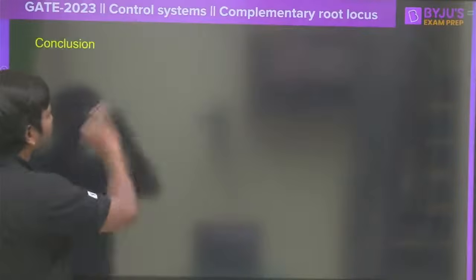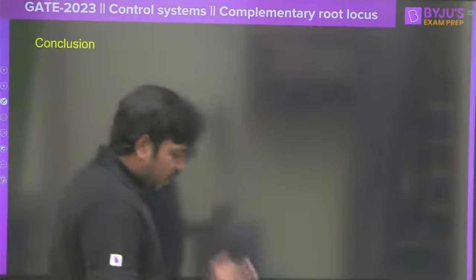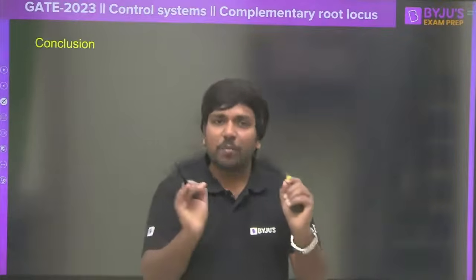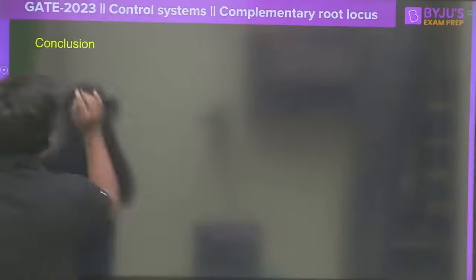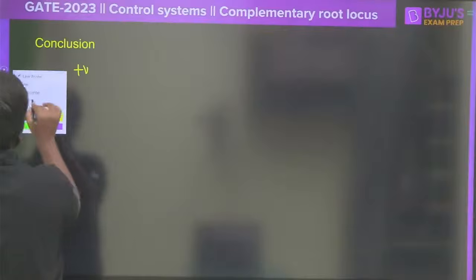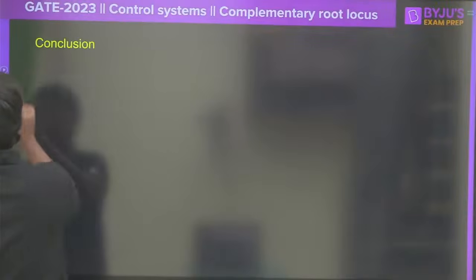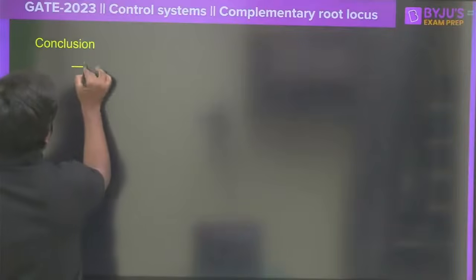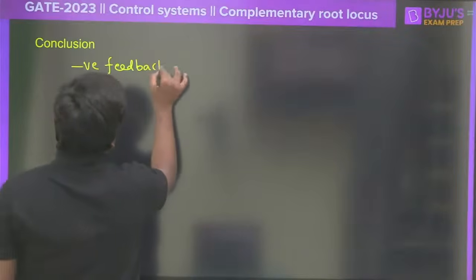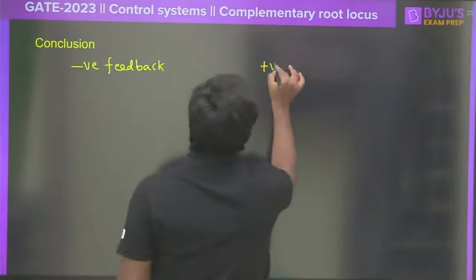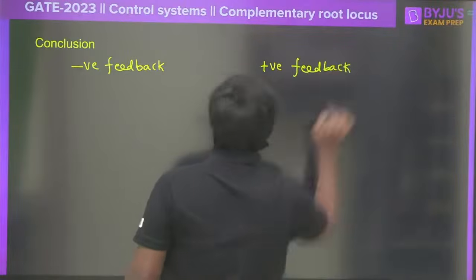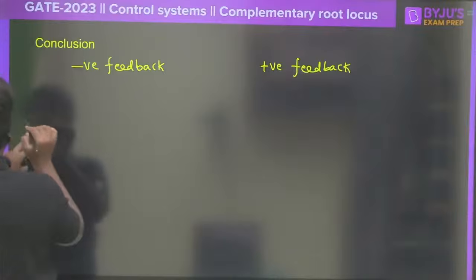Now let me summarize this, because some students want the summary. So first of all, divide like this, for negative feedback and positive feedback. You already know the meaning of complementary root locus. First write down negative feedback and then positive feedback. Clear? This is easy up to here.